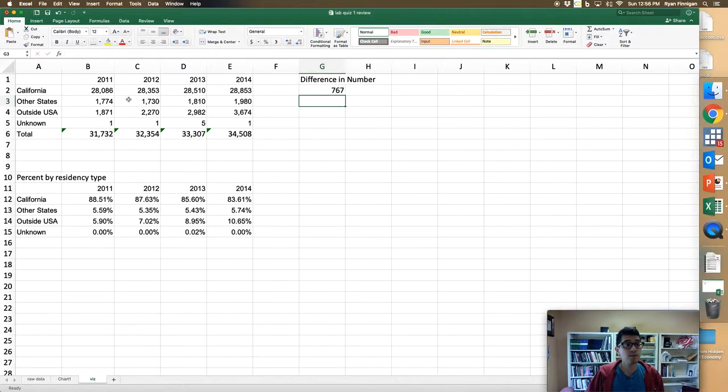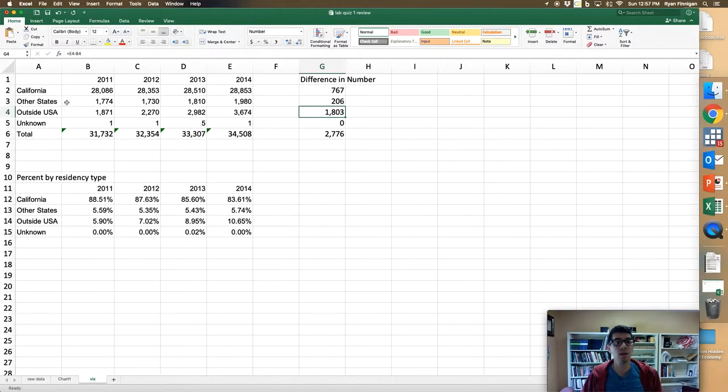So the number of students from California at UC Davis increased by 767. If I want to do that for the rest of the residency types, I just drag the little bottom corner down and use the fill function. And so I've applied that same formula in each row. So it's the number from other states in 2014 minus the number from other states in 2011. Looking down here now, the number from unknown was the same in 2011 and 2014.